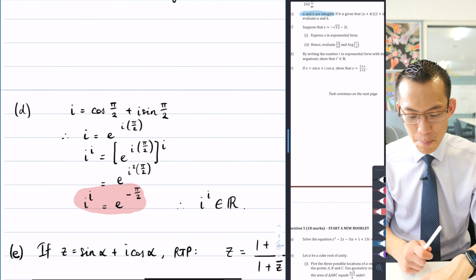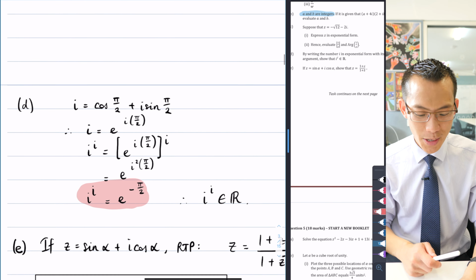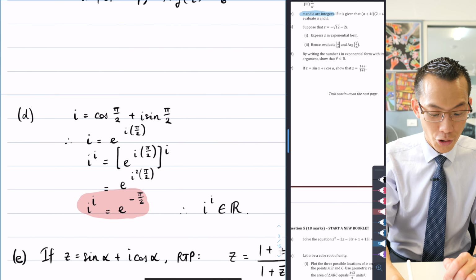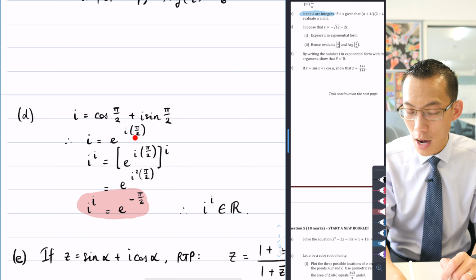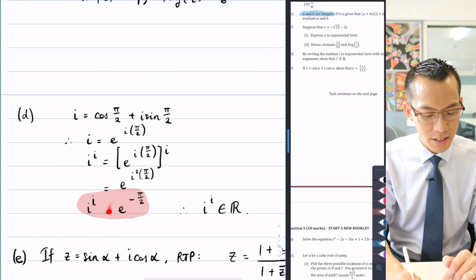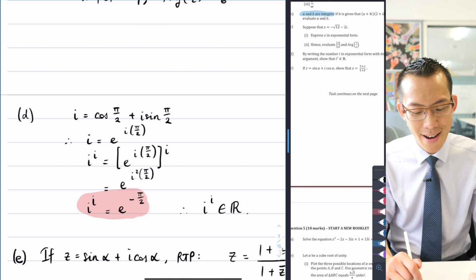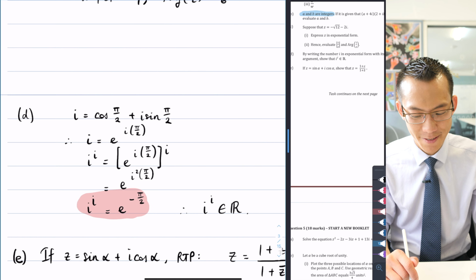I should point out there is a minor caution here, which is that i to the i can equal other real numbers, and that's because you don't just have to express i with its principal argument. You could have chosen a different argument if the question hadn't specified, and you would have gotten a different number at the end. But importantly, it still would have been real, which is part of why I phrased the question in the unusual way that I did.